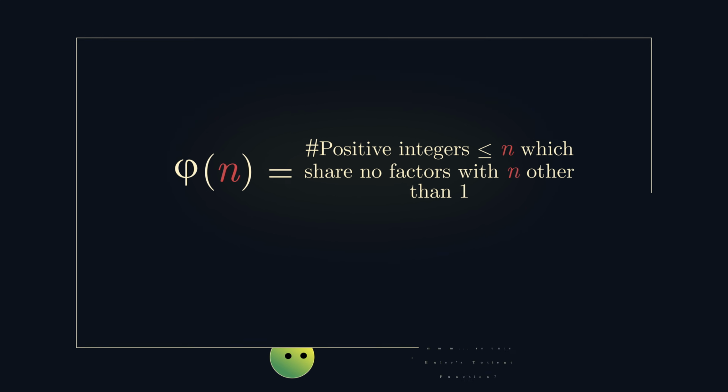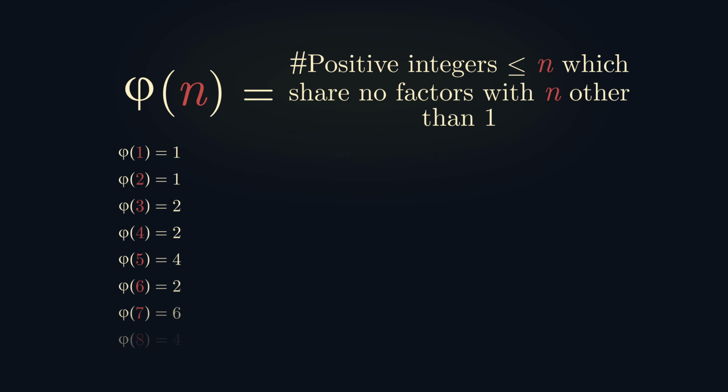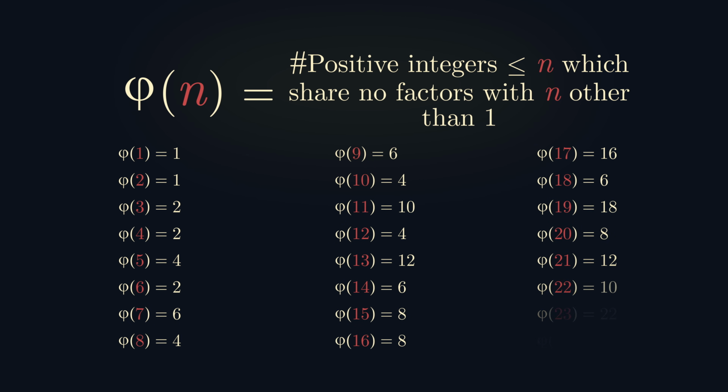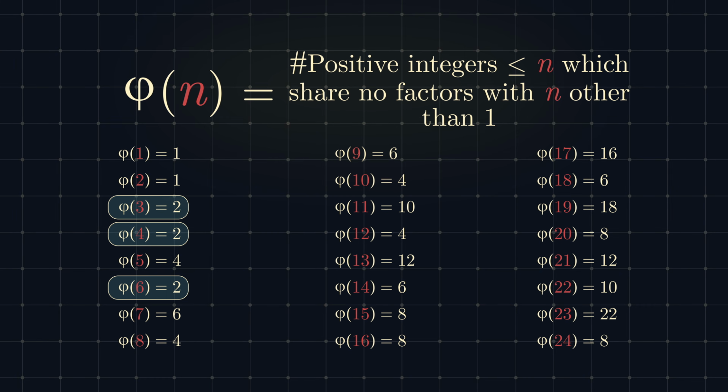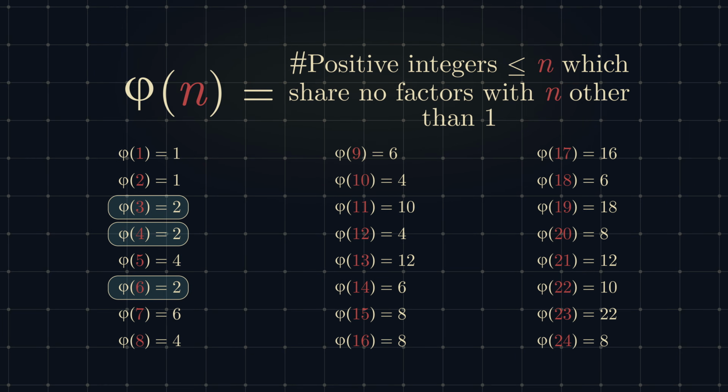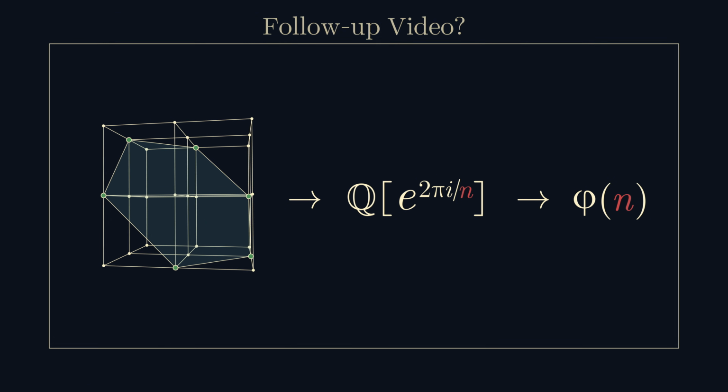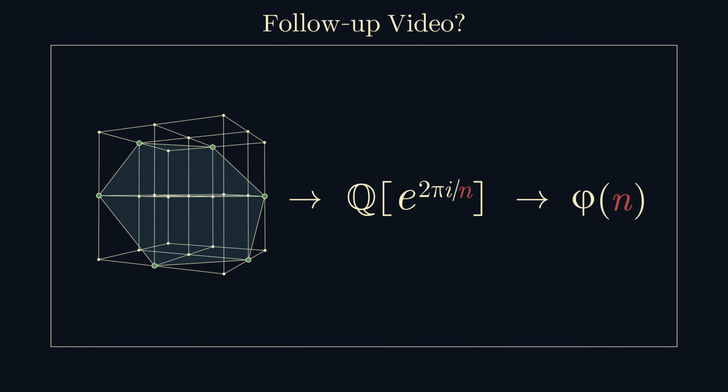Let's list out the first few values of this function. Notice something? The totient of 3, 4, and 6 seem to be the only values equal to 2. Could this just be a coincidence? Well, looks like I'm going to have to make a follow-up to this follow-up video, aren't I?